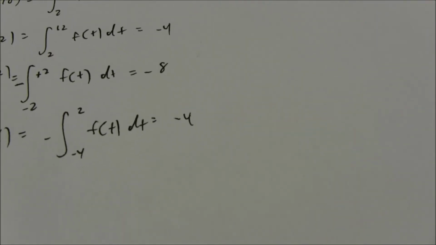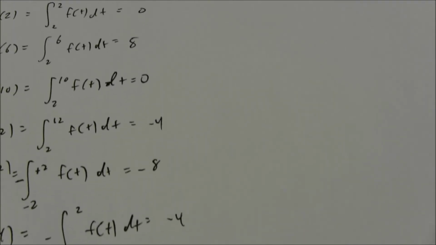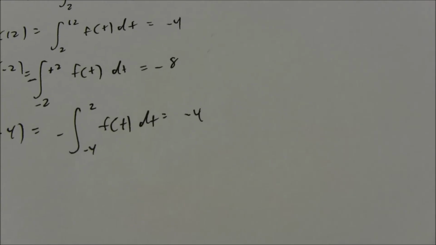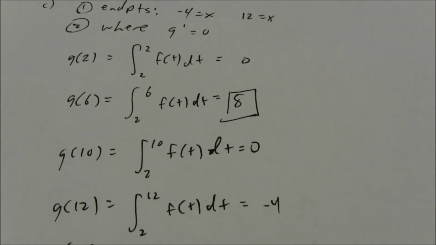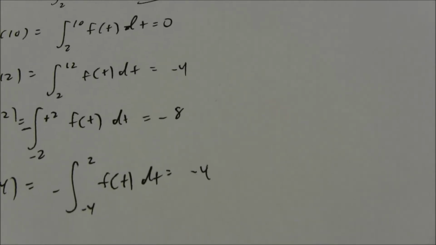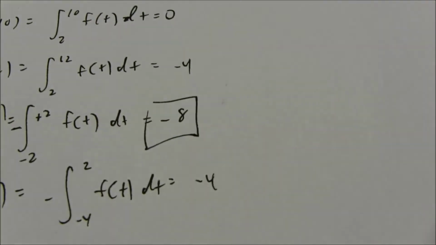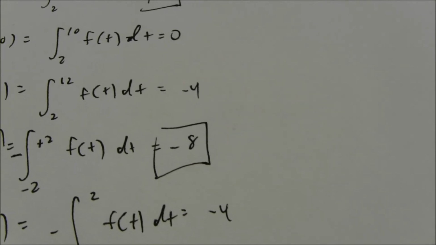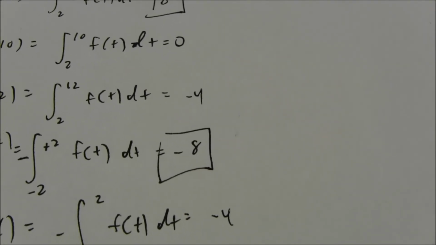So if we're looking for the maximum value here for this function, we have a maximum value of 8. That's when I find the value of g of 6, and the minimum value appears to be negative 8. And so hopefully that is all correct. It does appear to be right.